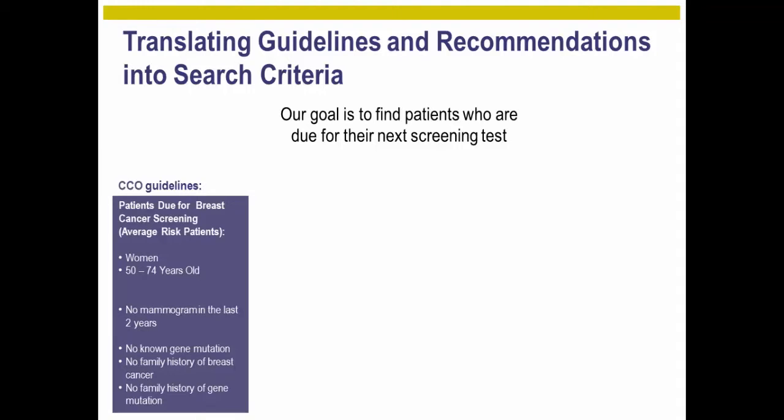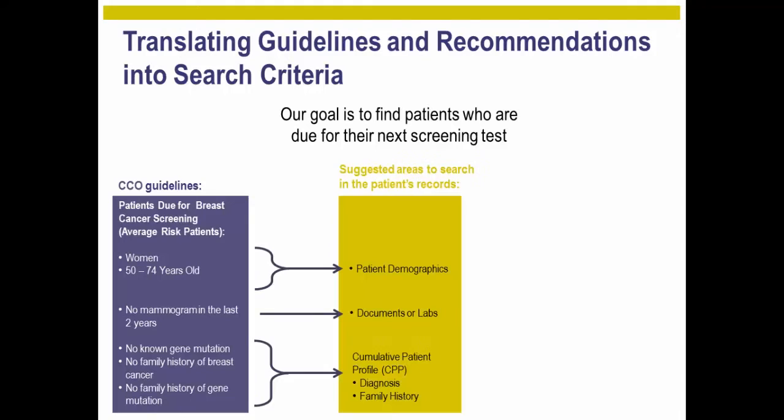In our first box, we've listed the clinical guidelines for average risk breast screening. In the second box, you can see that the data for these criteria may be found in distinct areas of the patient chart. Age and sex information are found in the patient demographics. Records of mammograms can be found in the documents or lab sections. And patient and family medical history may be found in the fields within the cumulative patient profile.